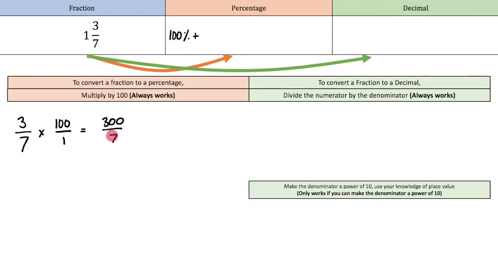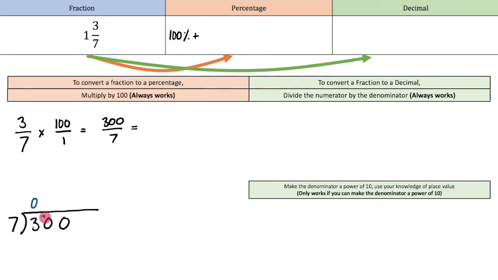Now, once I'm here, it's different again because this isn't a nice whole number. I've still got a fraction. Now, in order to make this a nice number, what I'm going to have to do is divide. So I'm going to get 7, and I'm going to divide that by 300, just like this. So let's do this now. So how many times does 7 go into 3? It doesn't, so I put a 0 here.